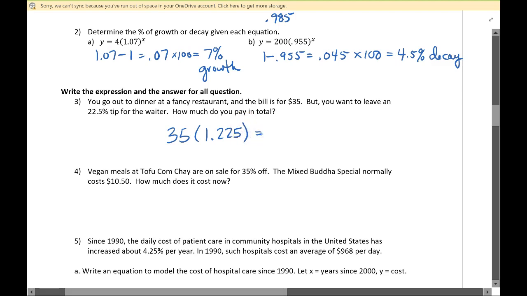We don't need an x because we're not going to do this multiplication multiple times. And you put this in your calculator, we get 42.875, which would round to 42.88.